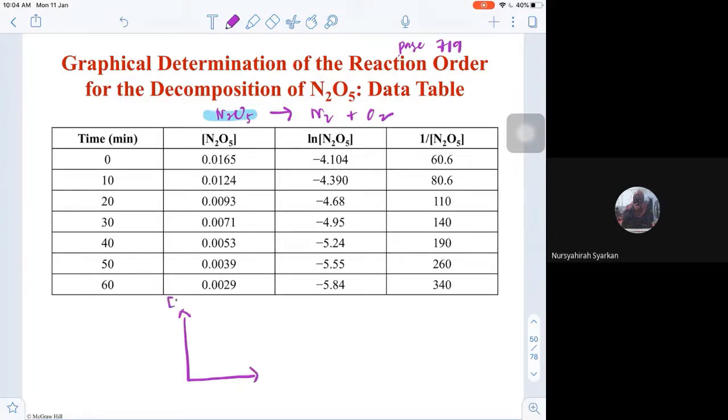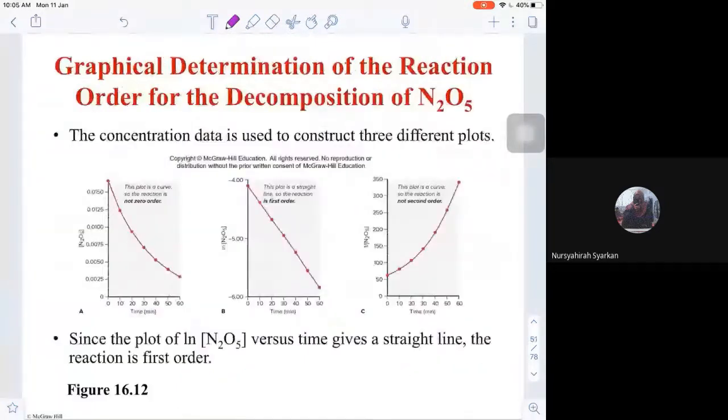The first one is the concentration of the N2O5 versus time. Okay, second graph is the ln concentration of the N2O5 versus time, and the third graph is the 1 over concentration of the N2O5 versus time. Okay, so you plot these 3 graphs, then look at the output. Look at the graphs that we got. These are the graphs from the previous data.